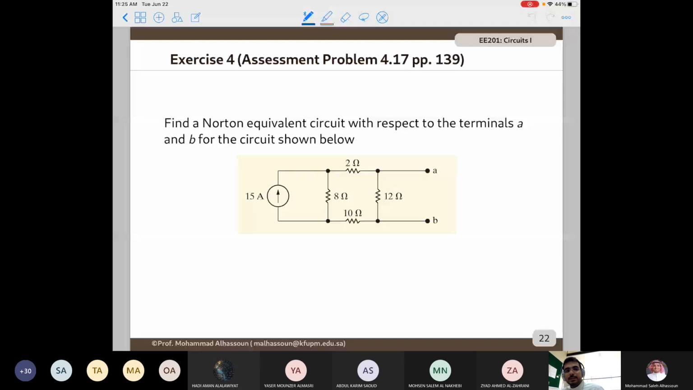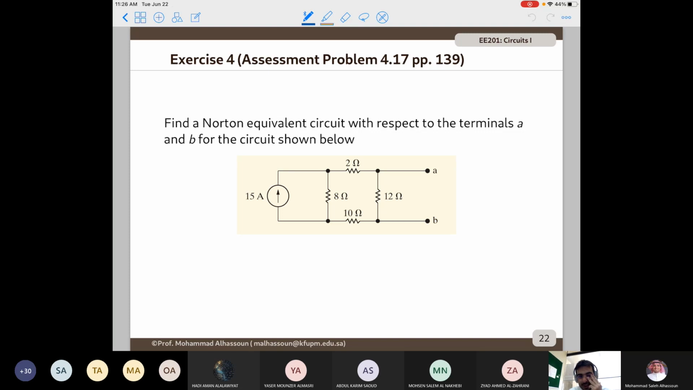Okay. So let's try to solve this exercise. It asks us to find the Norton equivalent circuit between terminals A and B for the circuit shown below. So we have two approaches. The first one is to find directly the Norton equivalent circuit, meaning that you need to find the short circuit current first. The second approach is you find the Thevenin equivalent circuit, then you apply source transformation to get the Norton equivalent circuit. But let's use the first approach.